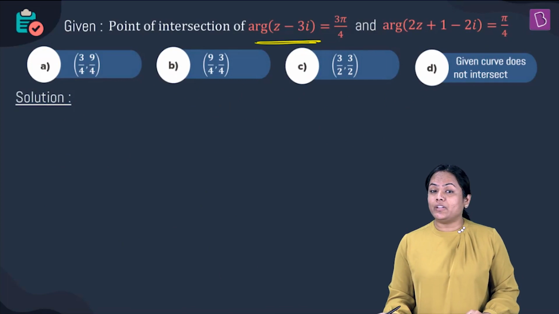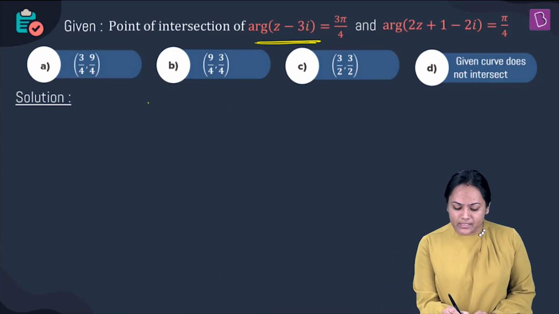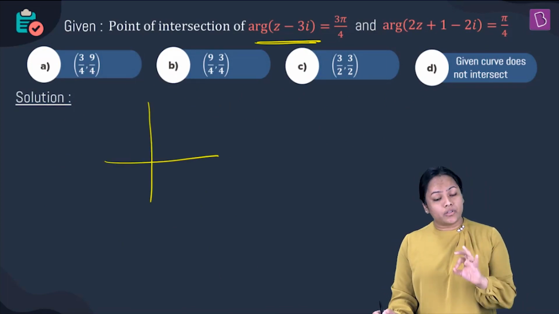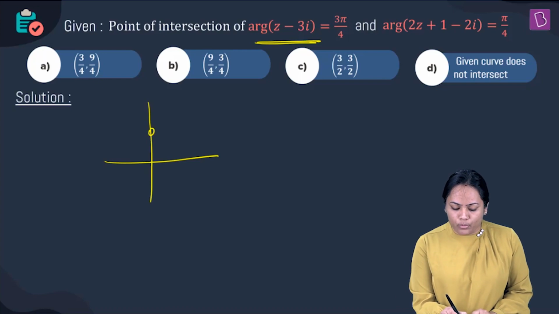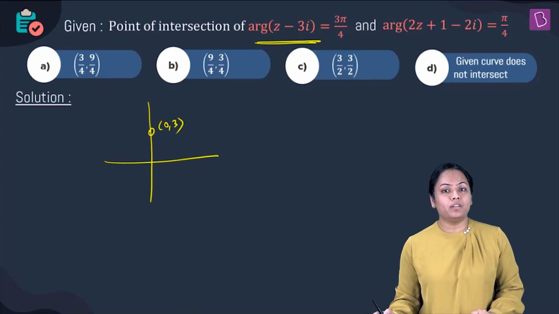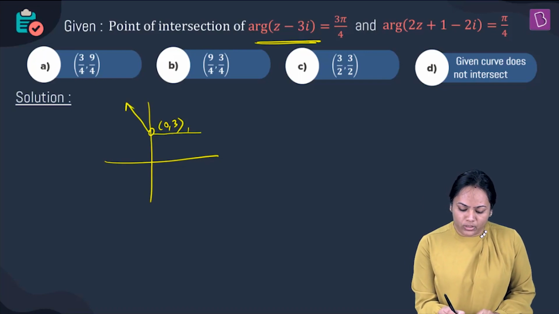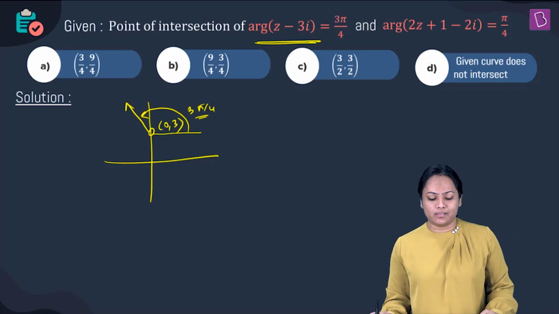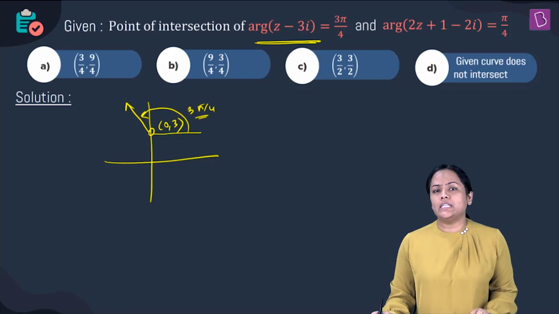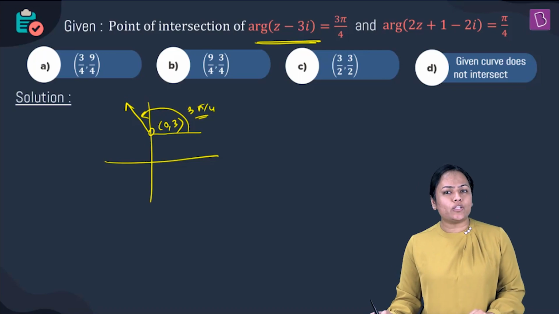Argument of z minus 3 iota is 3 pi by 4. That means I have a ray which is starting from my point 0, 3, right? And is inclined at an angle of 3 pi by 4 with x-axis, or a line parallel to x-axis. So can I get the equation of this line? Well, yes, I can get the equation of this line.